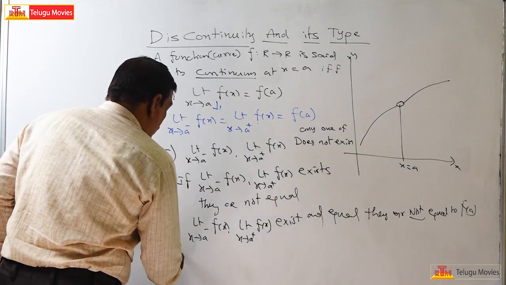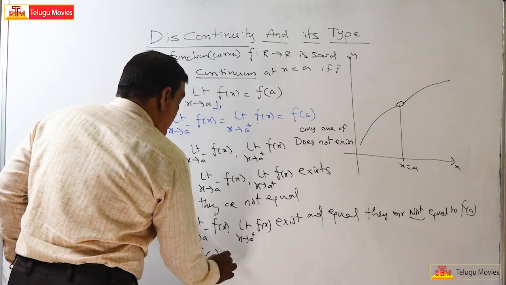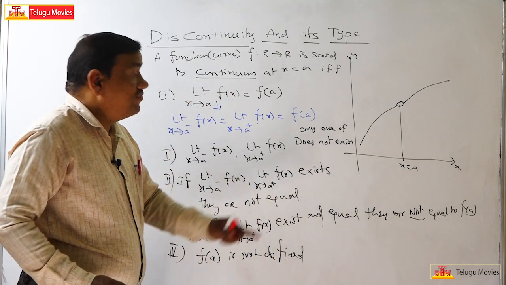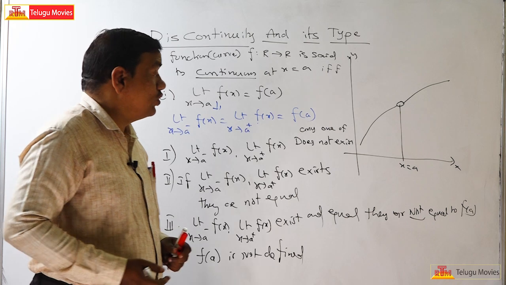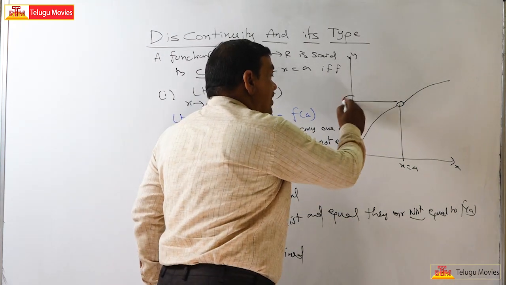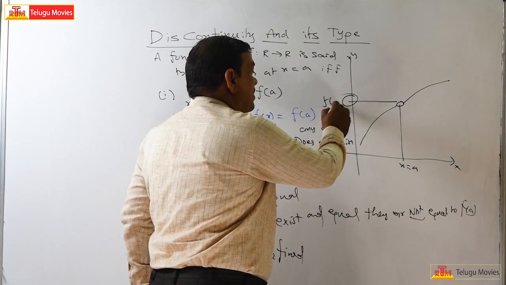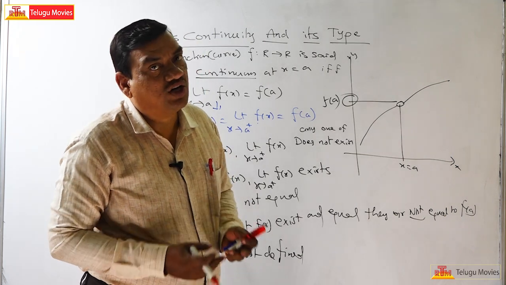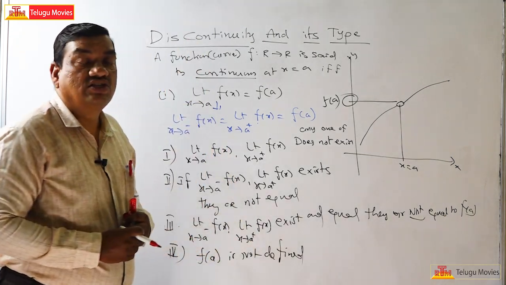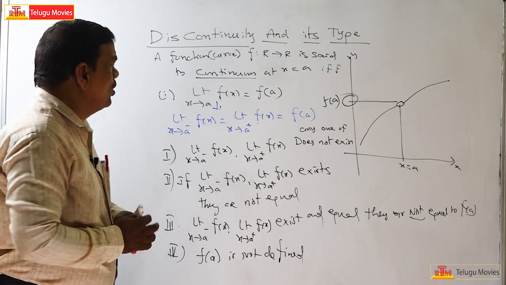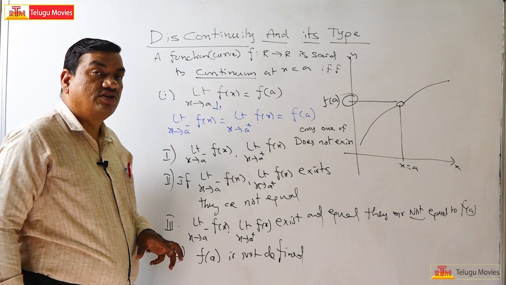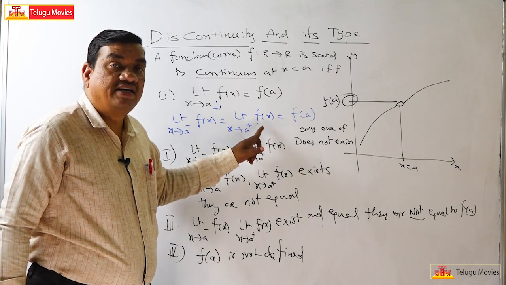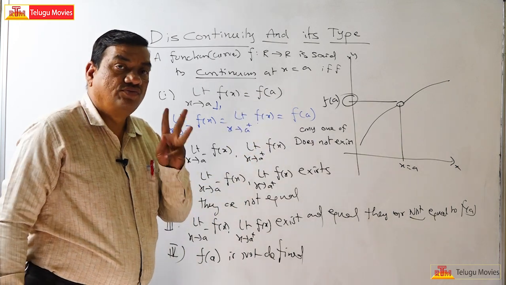Now coming to the fourth one, f of a is not defined. If f of a is not defined, that means if you don't know the functional value of f of x at x is equal to a, so here it would be f of a. If it is not defined, then we say that the function is discontinuous at x is equal to a. To check the continuity of the function, three things are enough: find the left hand side limit, the right hand side limit, and the f of a value.